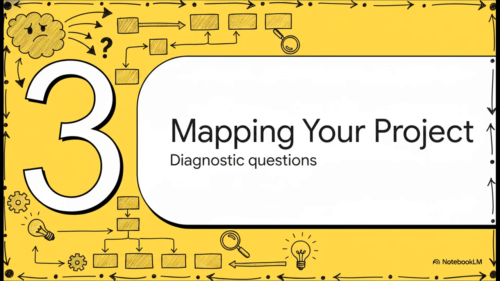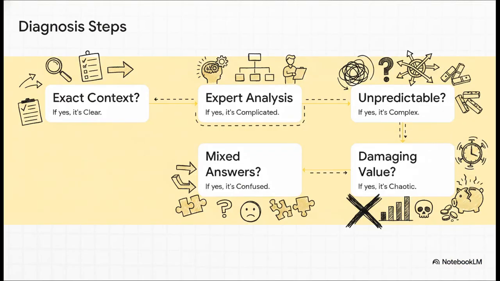So how do we fix that? Let's get into Section 3, mapping your project, using some key diagnostic questions. To get out of that confused domain, we need a methodical diagnostic flow. You essentially ask these 5 questions as a strict process of elimination. Question 1. Has anyone done this exact thing before in this exact context? If yes, great, you're in the clear domain. Question 2. If it's not exact, has anyone done something similar and can experts reliably analyze and plan it out? If yes, it's complicated.